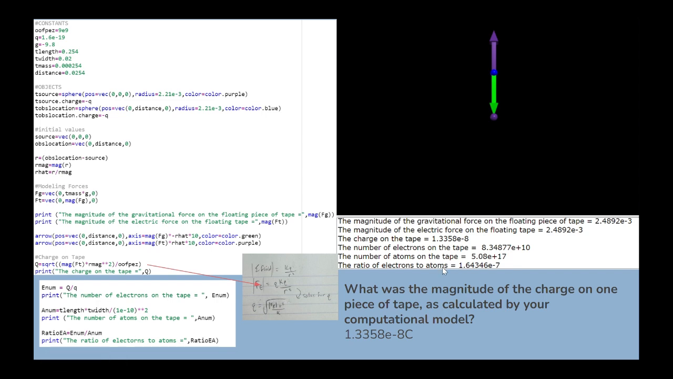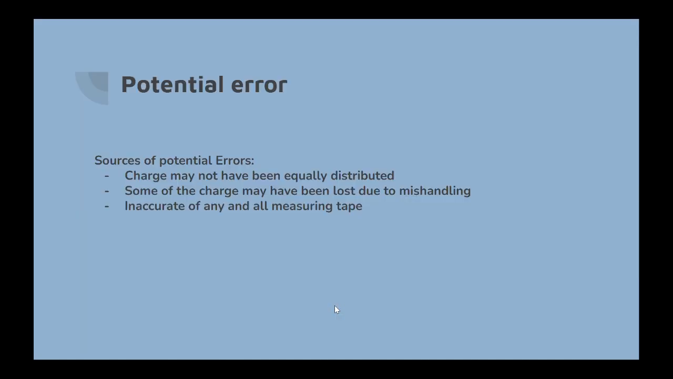And then what was the magnitude of the charge on one piece of tape as calculated by your computational model? It is this many coulombs, as you can see. The potential error for this is that the charge may not have been equally distributed. Some of the charges may have been lost due to mishandling, and there could have been inaccurate measuring of the tape.